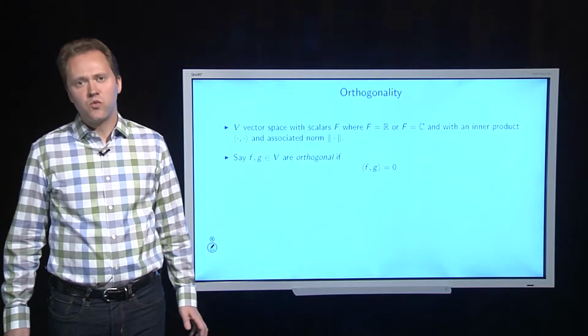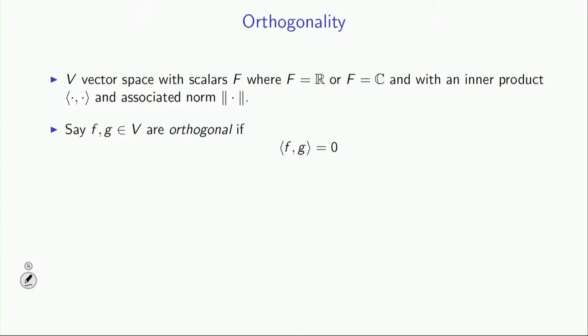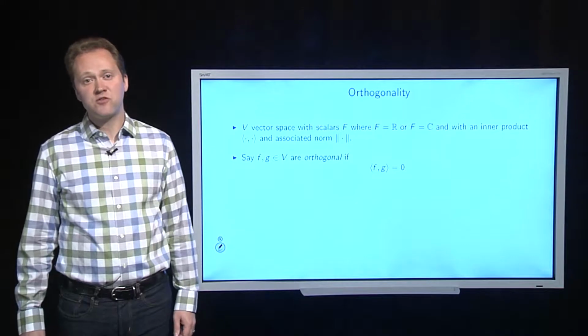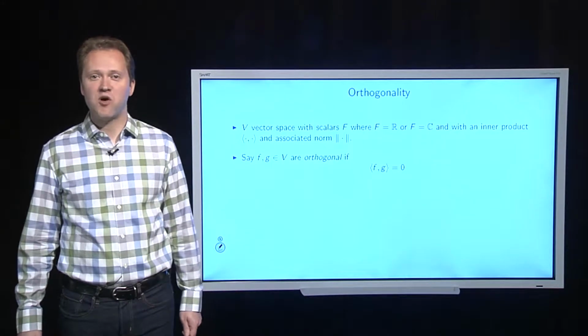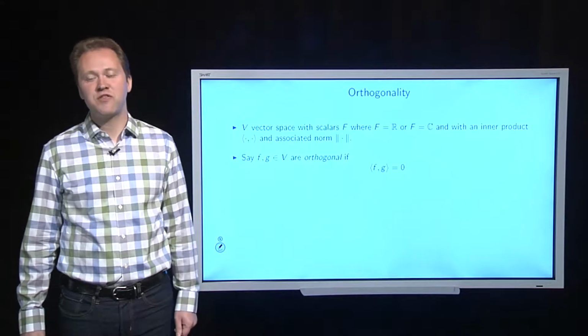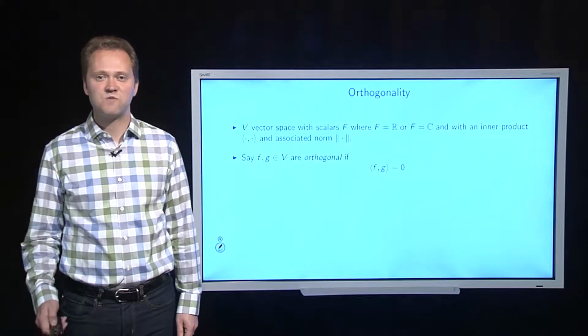Orthogonality. You're used to talking about that in the plane, in 3D, where you have vectors. But what does it mean for two functions to be perpendicular or orthogonal? What does it mean to have a 90-degree angle? In our setup, V will be a vector space with scalars, either the real numbers or complex numbers. And from now on, our vector space will always be endowed with an inner product and an associated norm, as we saw in part 1 of this series. Now, we say that two vectors are orthogonal simply if the inner product is 0. This is an analogy with the dot product that you're used to in Euclidean space.